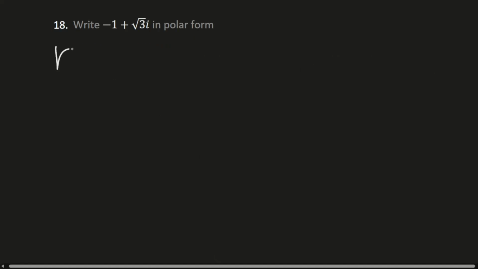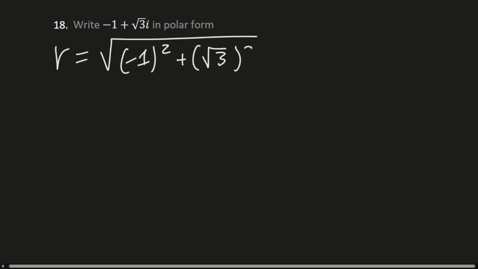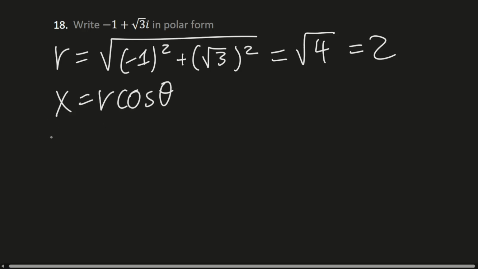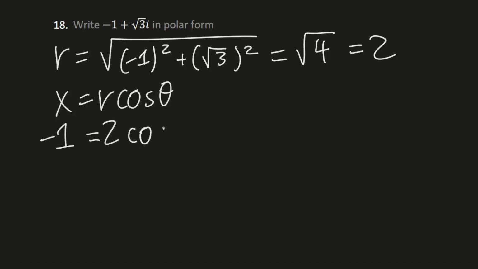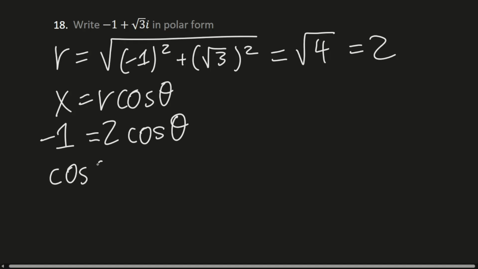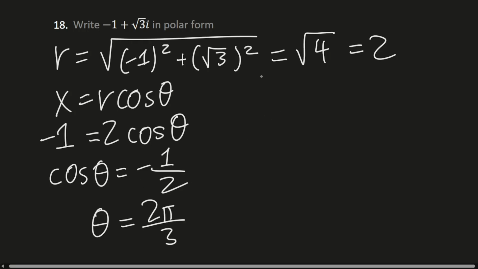Question 18. Solve for the modulus. We get negative 1 squared plus square root of 3 squared. That's going to be equal to square root of 4, which is just 2. Let's use x is equal to r cosine of theta to solve for our argument. Plug in our values. We get cosine of theta is equal to negative 1 over 2. We see that this is going to be in quadrant 2, and the angle for this in quadrant 2 is going to be 2 pi over 3. This is one of the nice numbers that you can do in your head. Okay, let's write this as 2 CIS 2 pi over 3.